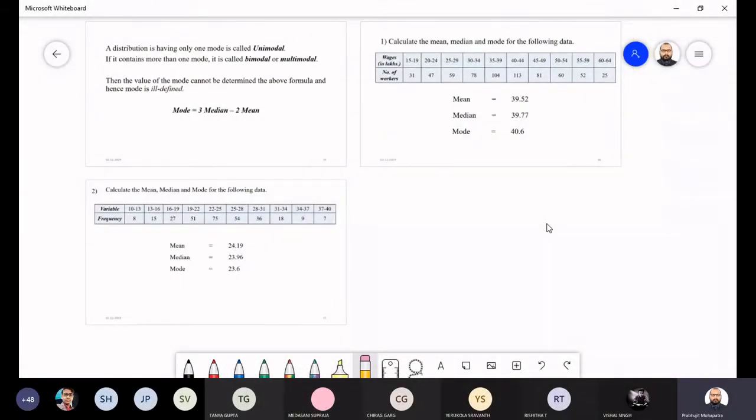Calculate the mean? Anyone has tried? Yes, sir. Question number 2 is very much straightforward. Question number 2, you should not have any issue. You got the same mean? Yes, sir. 24.19?